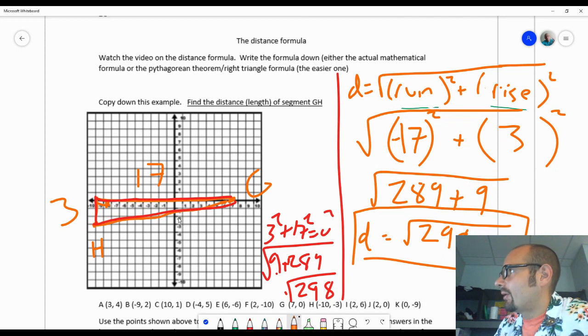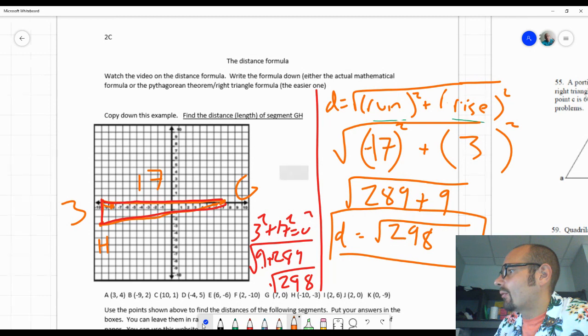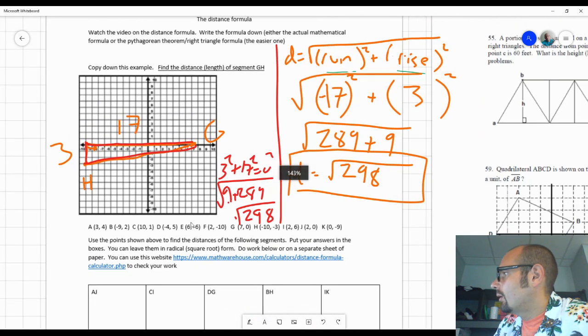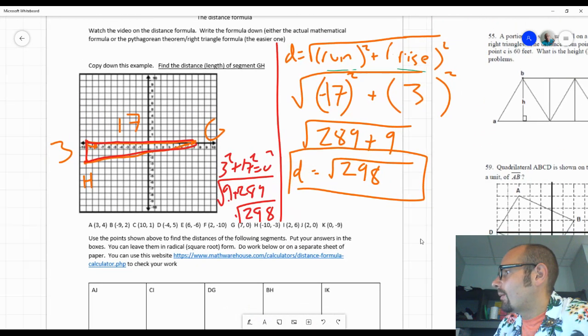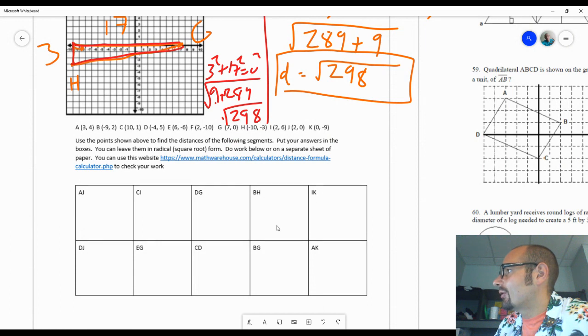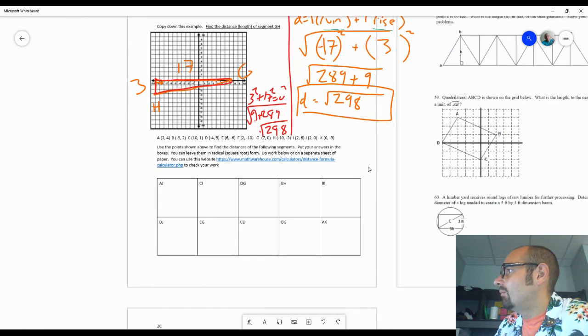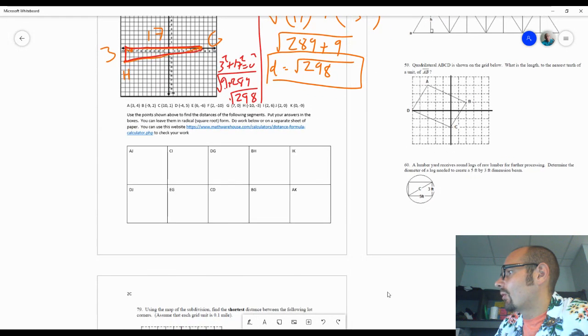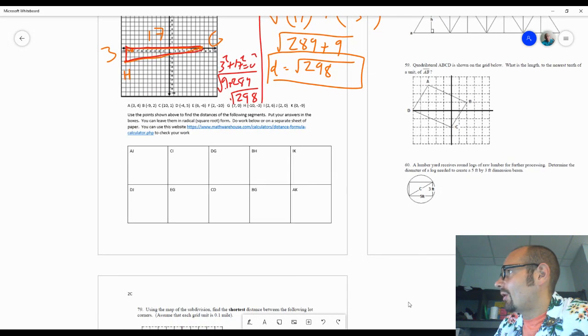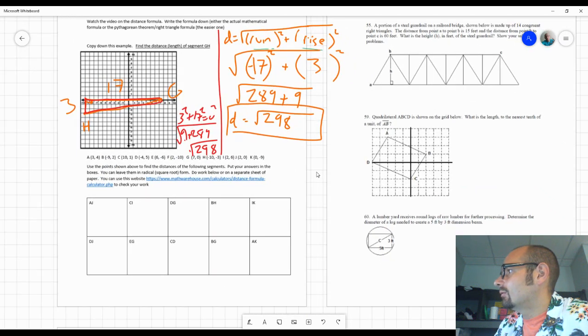So that's that for the remainder of 2C. We should be able to knock out these distances right there. There's a distance formula calculator link right there if you want to use that link to check your work. I wouldn't use it to do the work, but use it to check the work and make sure your answer is good to go.